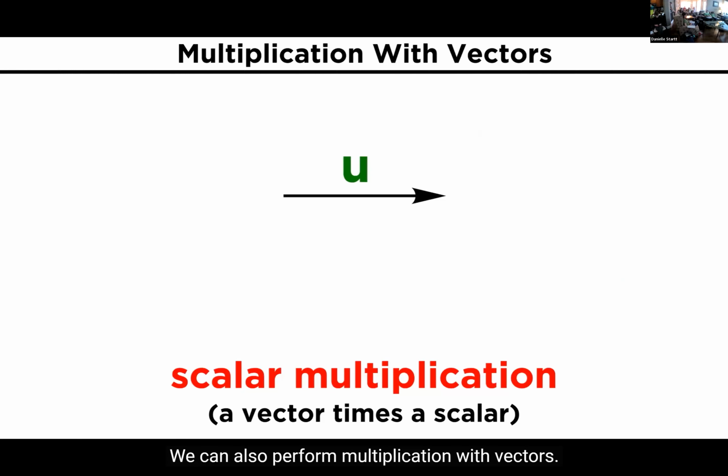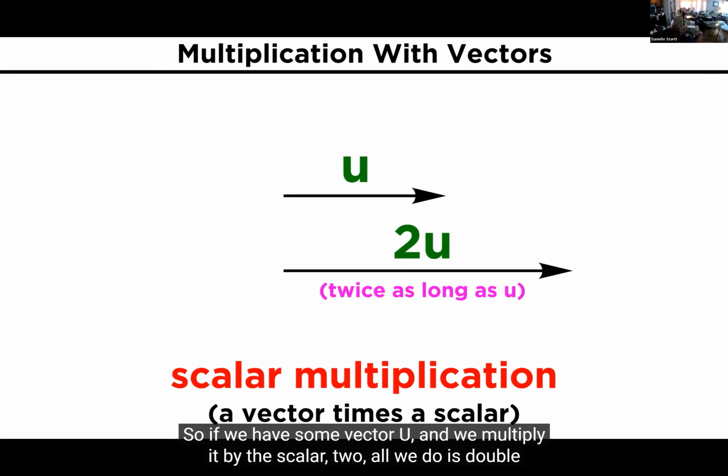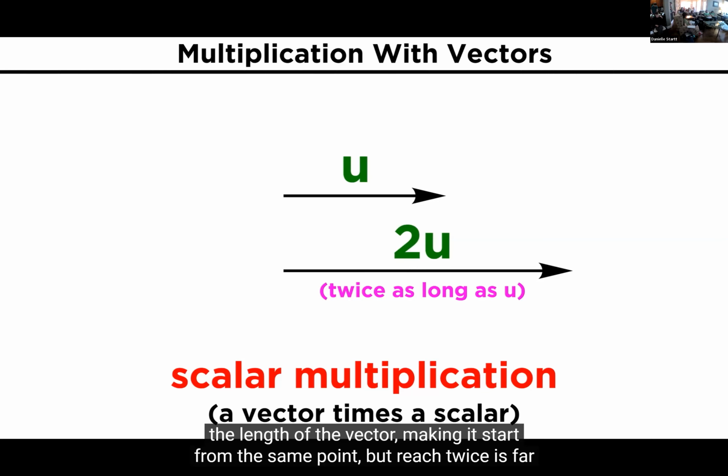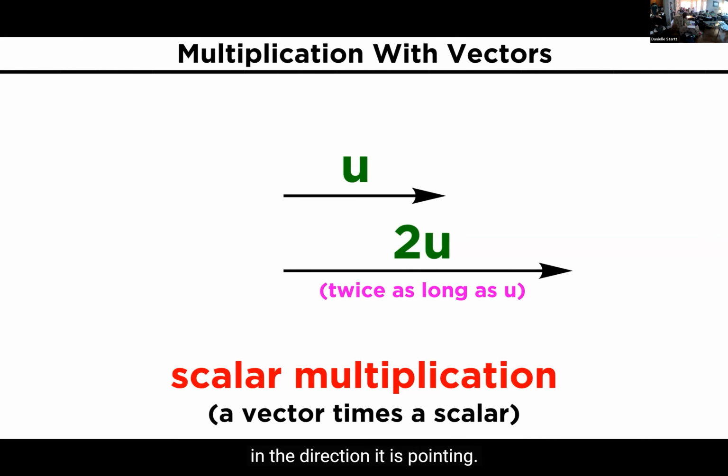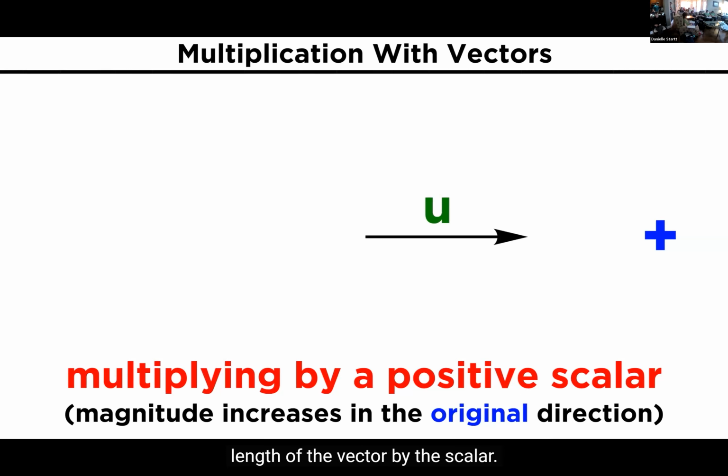We can also perform multiplication with vectors. The simplest way to do this is called scalar multiplication. This is when a vector is multiplied by a scalar, which is just a number. So if we have some vector u and we multiply it by the scalar 2, all we do is double the length of the vector, making it start from the same point, but reach twice as far in the direction it is pointing. So when multiplying a vector by a scalar that is greater than 0, we just multiply the length of the vector by the scalar.